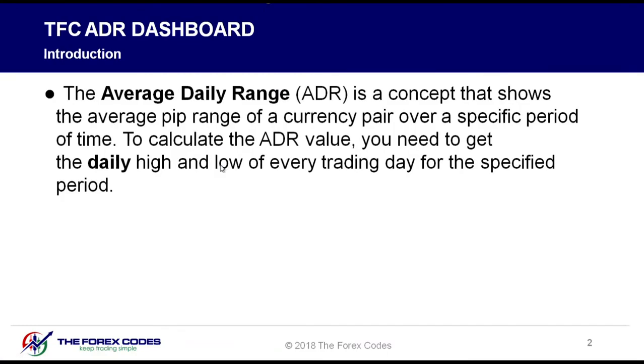Okay, the average daily range, ADR, is a concept that shows the average pip range of a currency pair over a specified period of time. Could be a week, could be a month. Those are the two usual variables. To calculate the ADR value, you just need to get the daily high and low of every trading day for the specific period you're using. So you would get the daily high and low, subtract them, and that's your number of pips for that day. If you do that over 5 days, add them all together, divide by 5, and that's the weekly average daily range, for example. So it's straightforward.